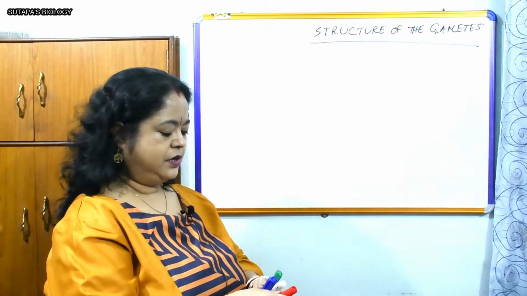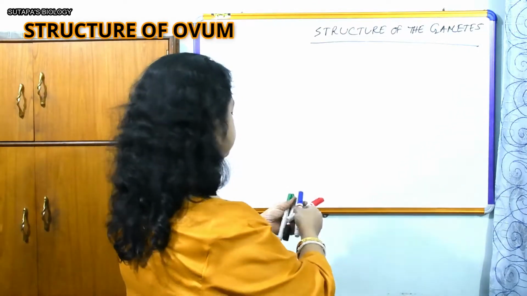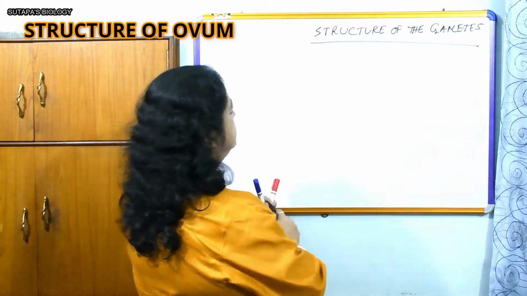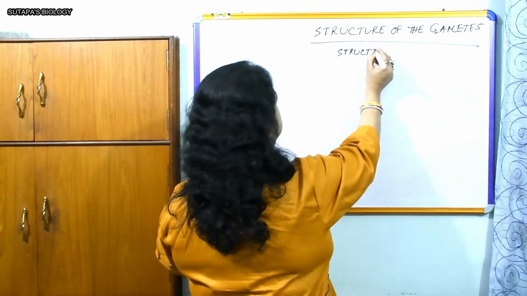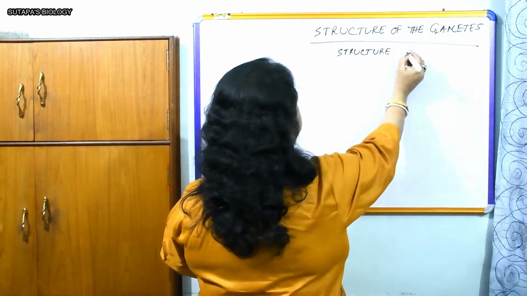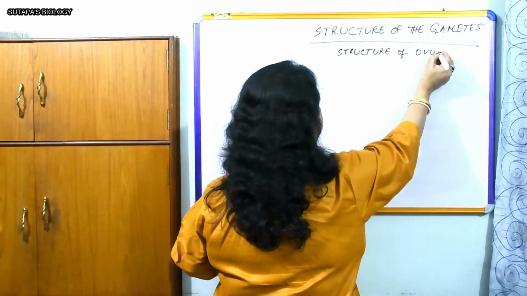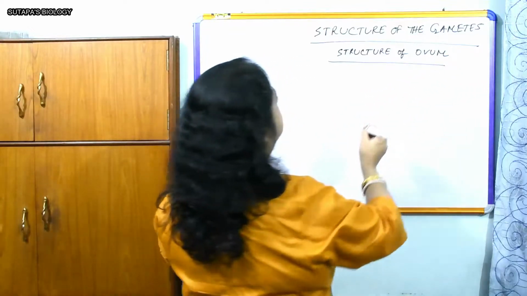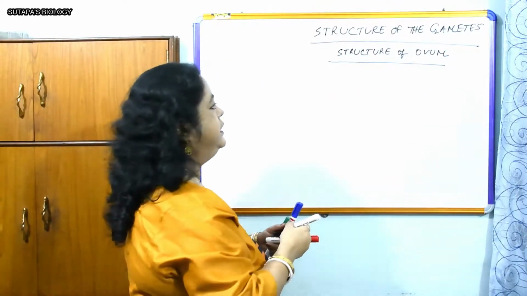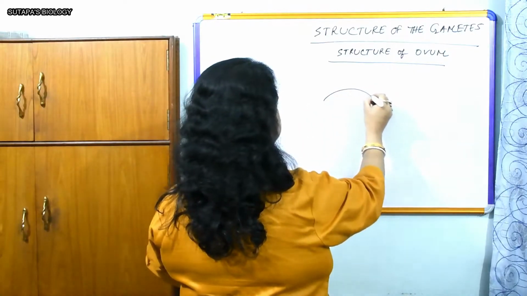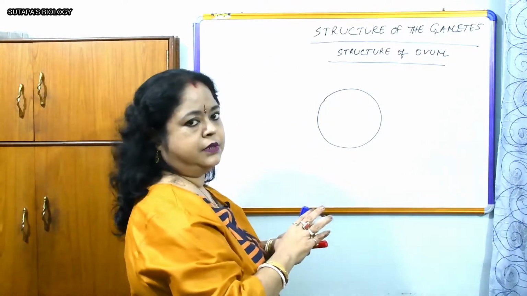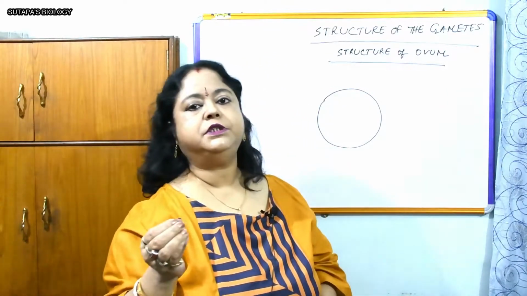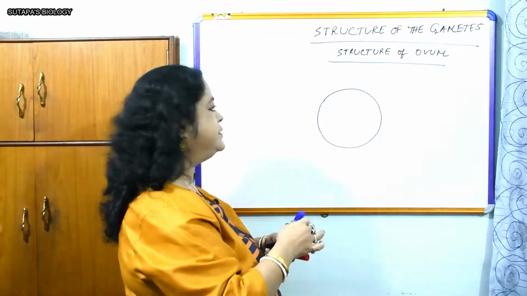Now coming to the structure of ovum. Already I have completed the structure of sperm. Now the structure of ovum. It's a very simple structure. It's a non-motile round structure. No complexity is there. It has a round center part which has dense ooplasm, as it will provide all the initial nourishment to the zygote. So it has very dense ooplasm.